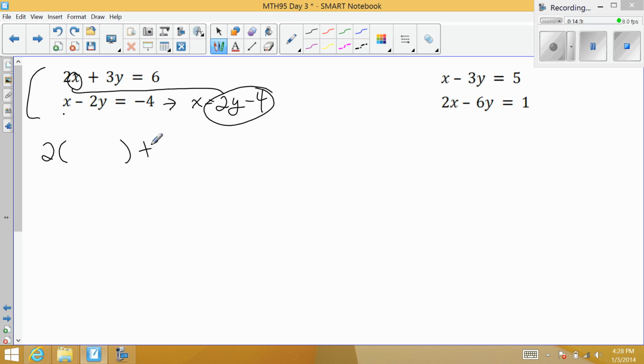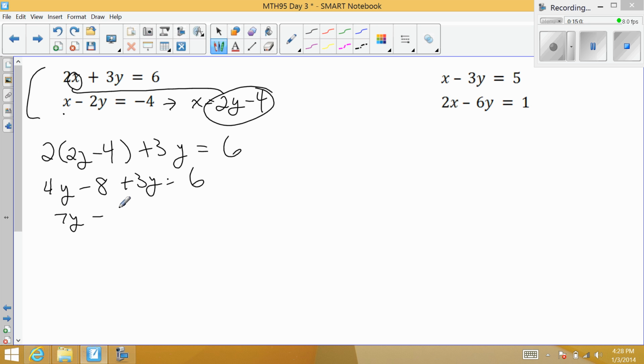So 2x plus 3y equals 6. And then I'm replacing the x with the 2y subtract 4. Then again, I got an equation that only has y's, so I can solve. So first I'll distribute the 2 through. I'll get 4y subtract 8 plus 3y equals 6. Combining like terms, 7y subtract 8 equals 6. Adding 8 to both sides, I get 7y equals 14, and so y equals 2.